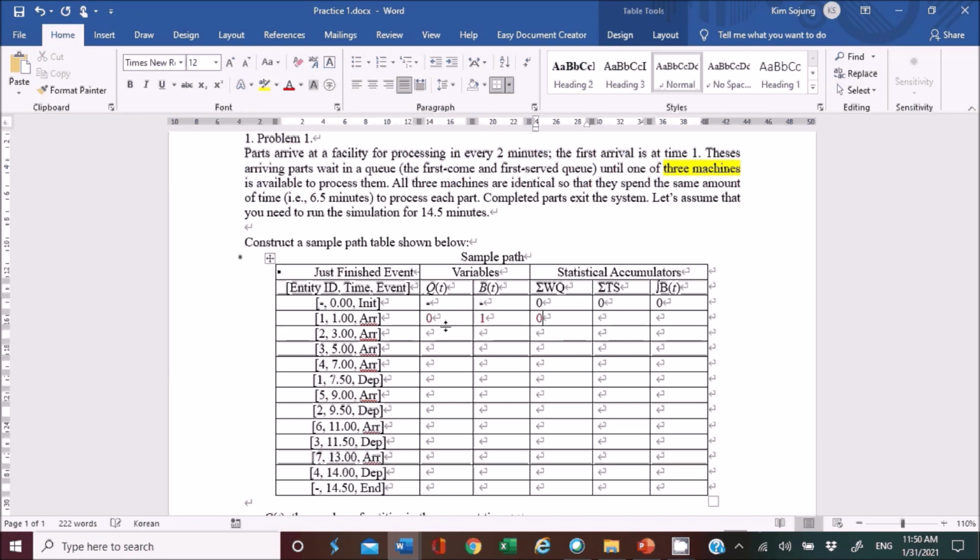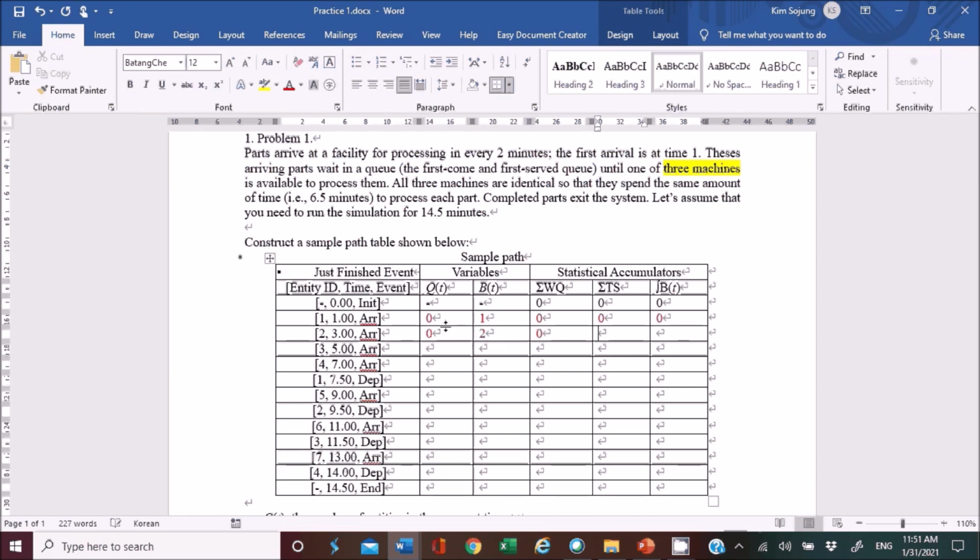And TS tally statistics, you don't need to update the tally statistic because we don't have a departure event so far. And then BT integration value will be 0, right? 1 times 0 will be 0, right? So the integration of BT will be 0. Good. And then at time 3, there will be a second entity arrival, right? However, the Qt value is still 0. Why? Because we have 3 machines, right? 3 servers. And then this value becomes 2, right?